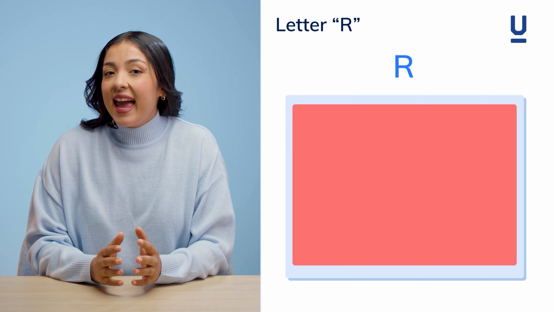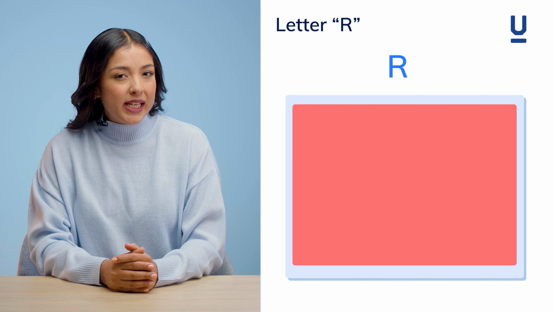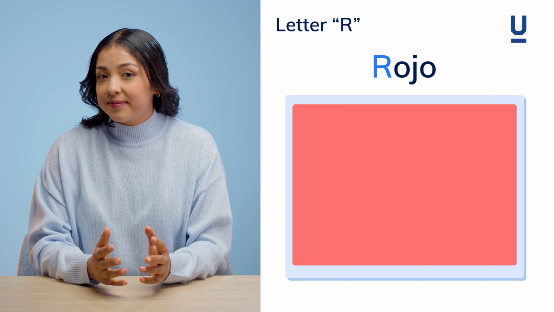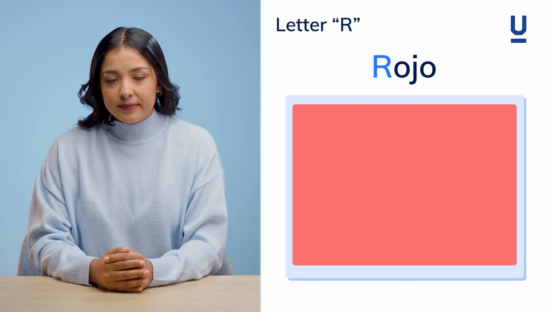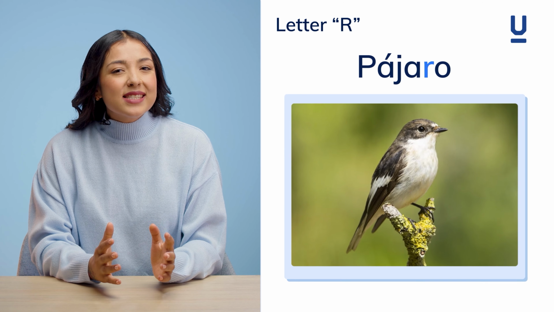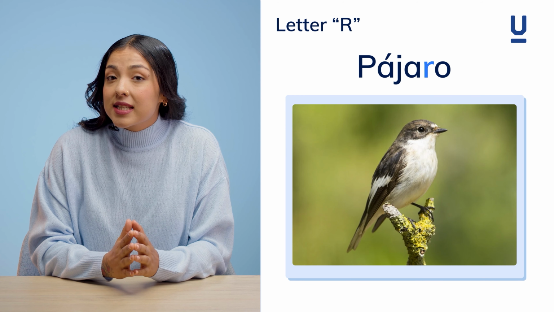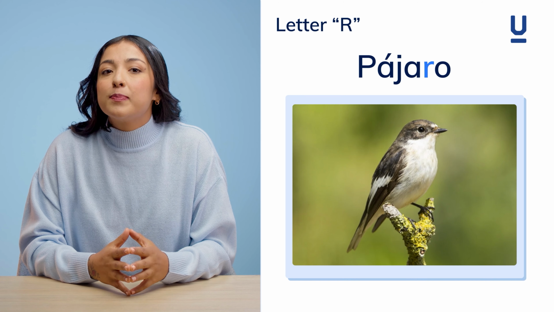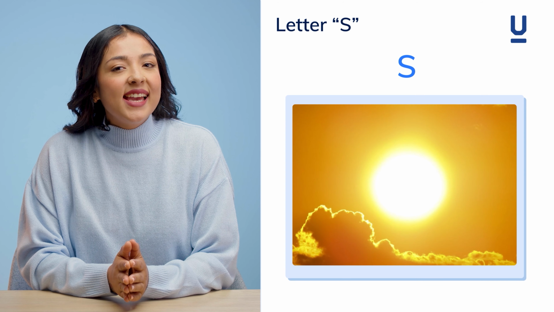The letter R. In Spanish, R has a unique sound that is a bit tricky. For example, in the word rojo, which means red. The R is pronounced with a slight rolling of the tongue. Repeat after me. R. Let's also analyze the word pájaro. The R sound is softer than in the word rojo, and this is because it's placed in the middle of the word.